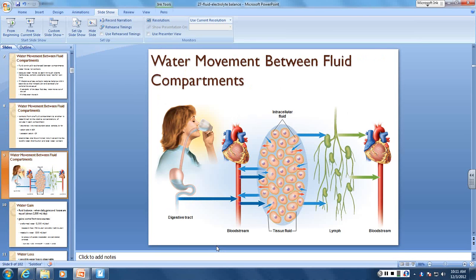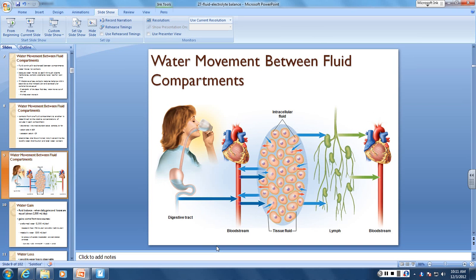Actually, I wanted to show you on this one. So when you look at this slide, what it's showing you is that water moves between these various compartments. So spend time looking at this and making sense of it.